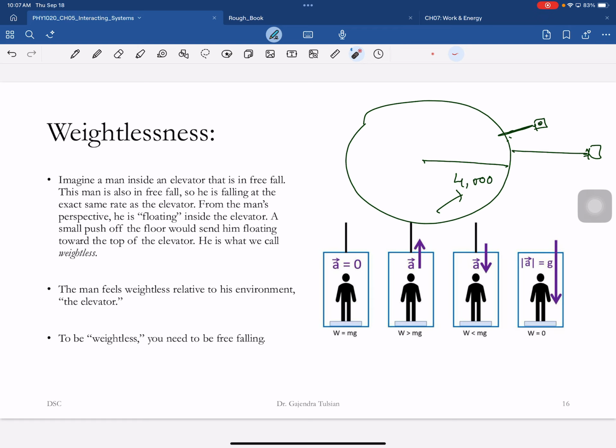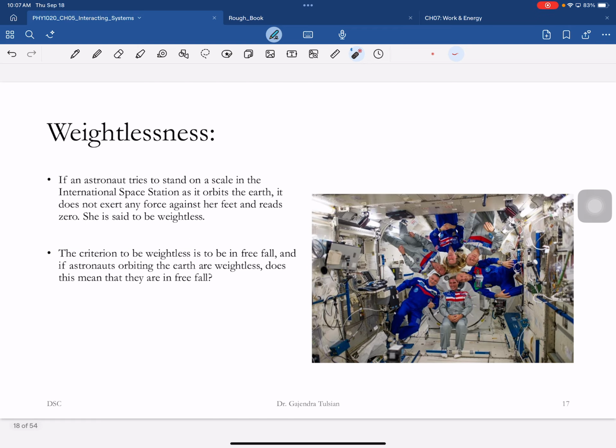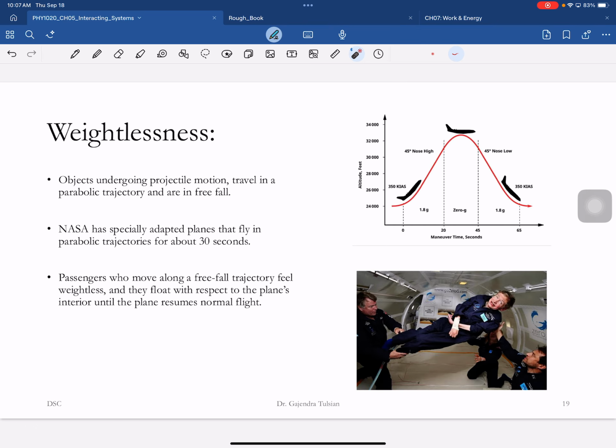This is how astronauts train. This is called a parabolic trajectory. That's the trajectory a baseball would follow if you threw it. If you fly a plane in that trajectory, which is not an easy thing to do, it's a specialized plane, then during this trajectory you would be weightless inside the plane.